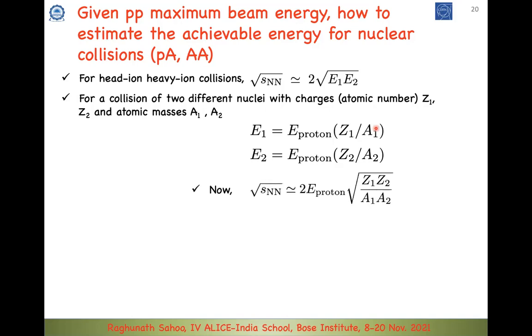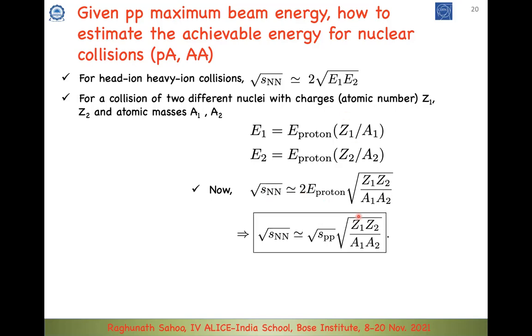Now using this formula, I can write this as the square root of 2 E_proton Z1 Z2 divided by A1 A2. This 2 times E_proton is nothing but my sqrt(s_pp), the center of mass energy available for proton-proton collision, and it is essentially the addition of the two proton energies, right? Although nobody writes s_pp to distinguish it from s_NN, I have introduced it here. This is essentially your Mandelstam s, because per-nucleon is not applicable for proton-proton. So now this formula.